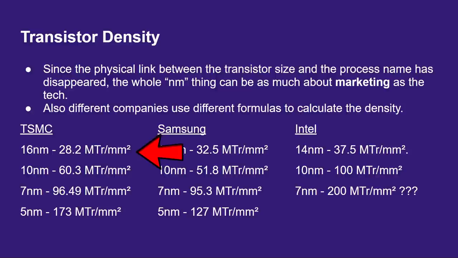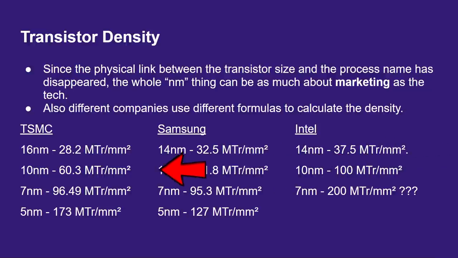Let's start up at the 16 and 14 nanometer range. TSMC were offering 28.2 million transistors per square millimeter. Samsung were offering 32.5 for their 14 nanometer process, so slightly better, also in name and actually in density. And what's interesting is that Intel's 14 nanometer was actually 37.5. So it was already better than the offerings from TSMC and Samsung.